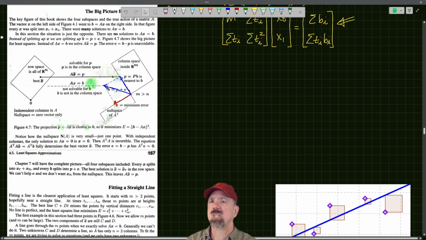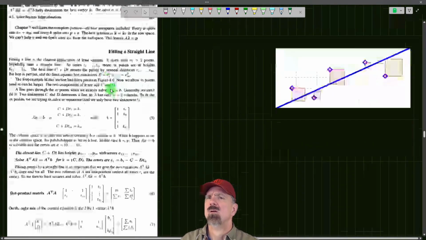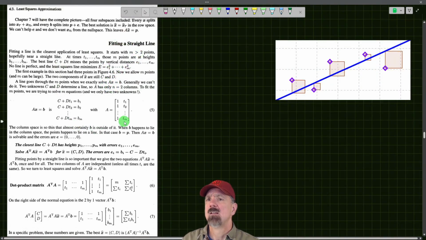So he's just repeating the conversation that we had, and he talks about how we're going to minimize this error term here. Obviously, b minus Ax or Ax minus b makes no difference when we're talking about the magnitude of that vector squared. It doesn't matter which direction we point in. So fitting the line, this is the conversation specific to the line.